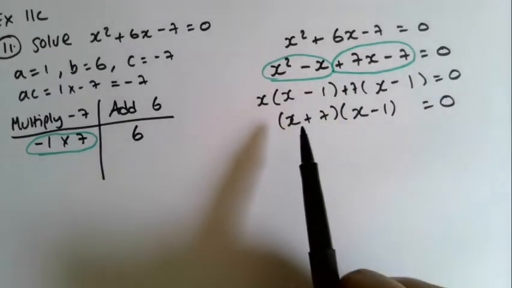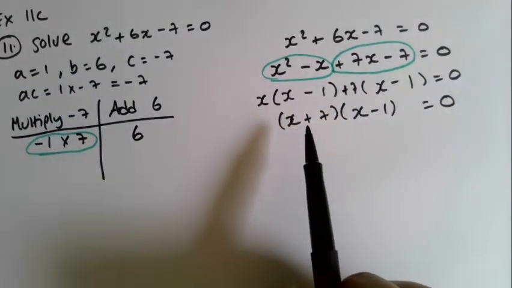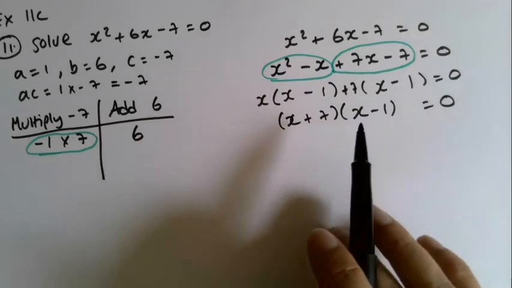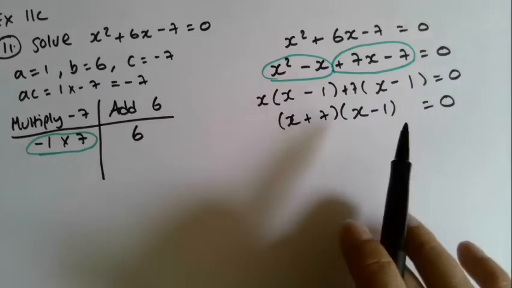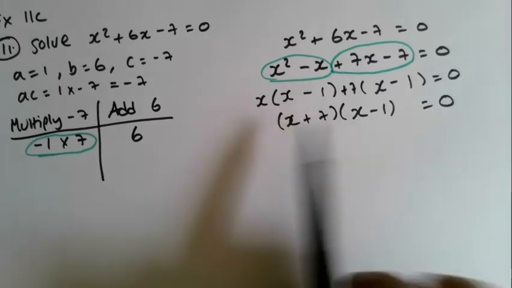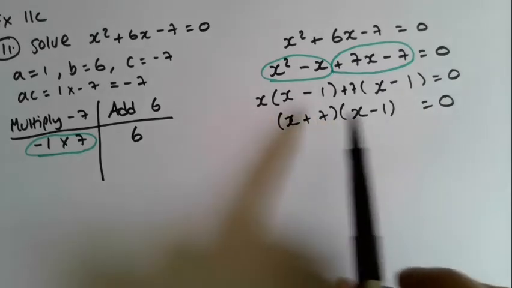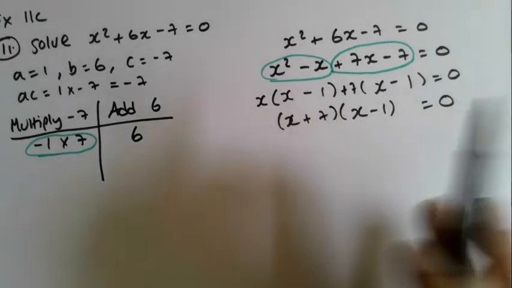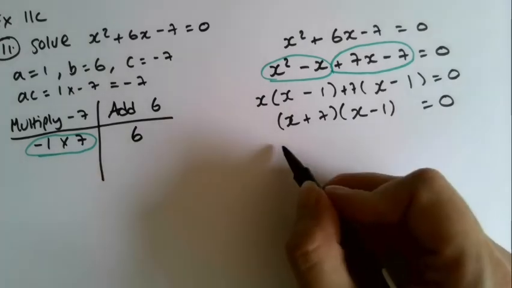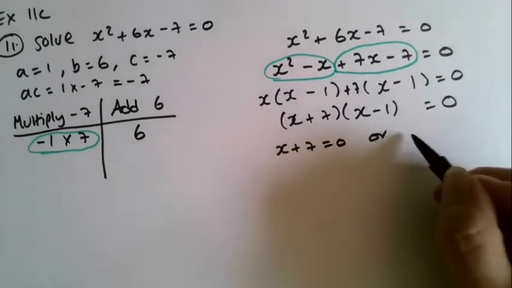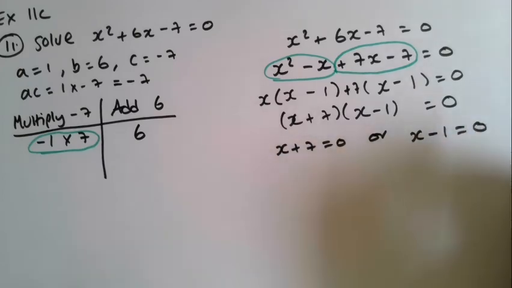Now, from here on, like all the previous work we've done on this, we've just stopped here because all we were asked to do was factorize it. But because we've been asked to solve it, that means we have to find the value of x, and you will remember doing these now. So if we have two things multiplying to give us 0, remember that means at least one of them has to be 0. So we can say that either x plus 7 equals 0 or x minus 1 equals 0.